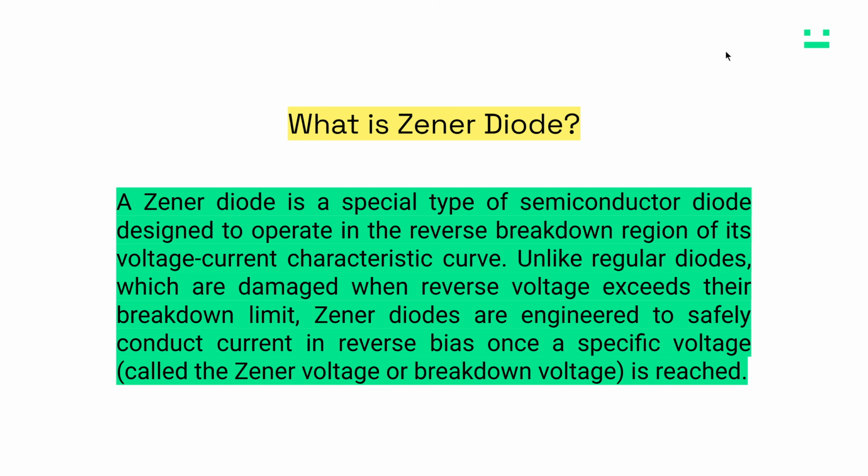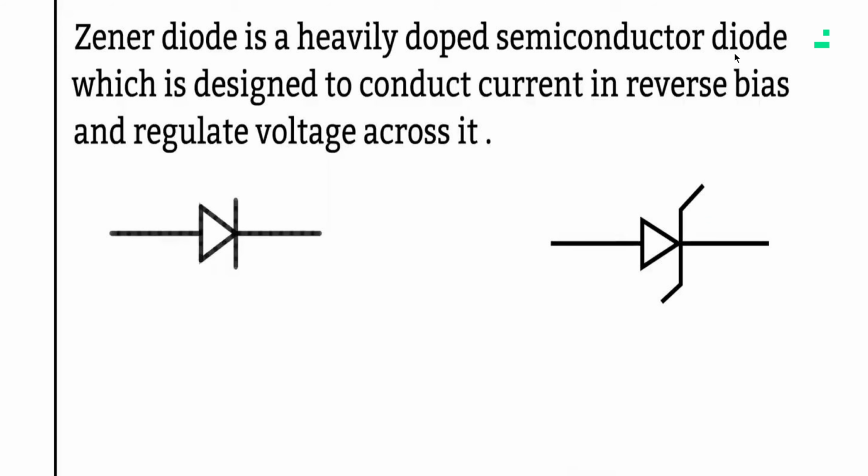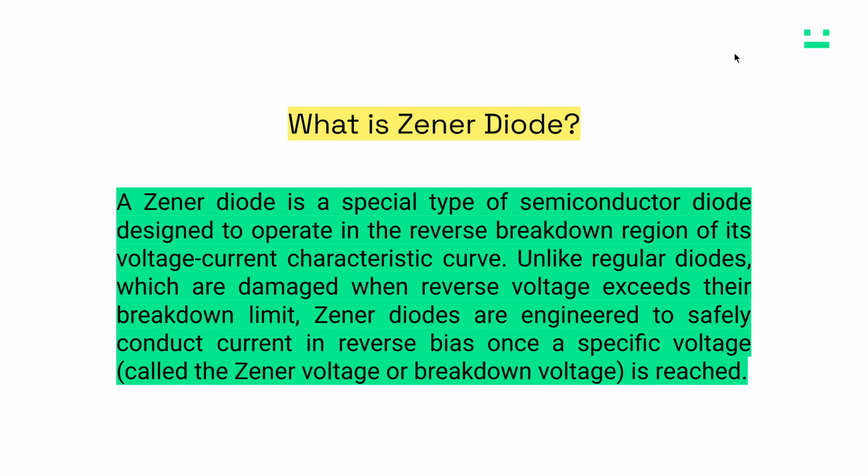What is a Zener diode? You can see the definition here. In short, we all know that a normal diode conducts current in forward bias, but in reverse bias it doesn't. But a Zener diode is a kind of diode which conducts current in forward bias and also in reverse bias.